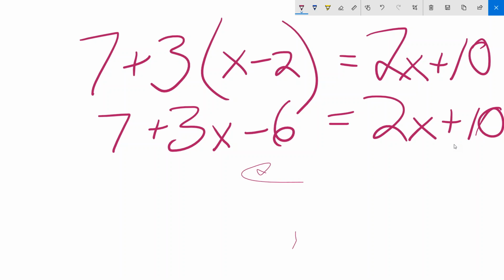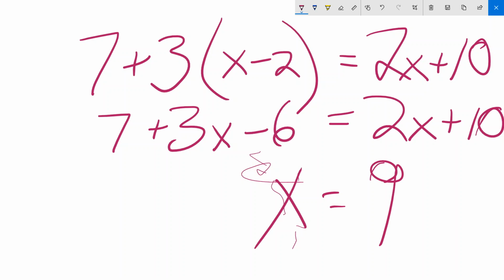Which side did you bring your variables to? I brought my variables to the left side. Good. That leaves the coefficient positive. That's what you want. That leaves 1x. Okay, so I got x equals 9. Good. It's only one solution, not multiple.